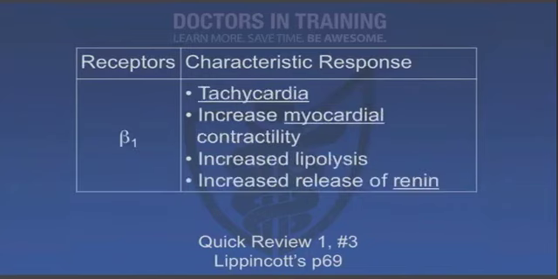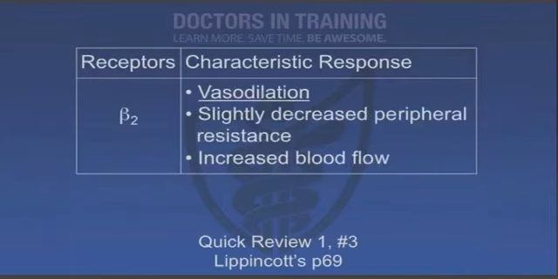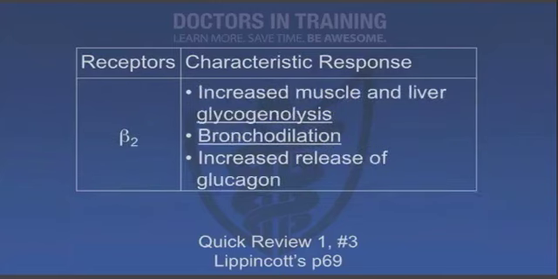Beta 1, where do we find our beta 1s? On the heart. So when you agonize a beta 1, you're going to get tachycardia, increased myocardial contractility, increased lipolysis, increased release of renin. And then beta 2, you're going to get some vasodilation, slightly decreased peripheral resistance, increased blood flow, increased muscle and liver glycogenolysis, and bronchodilation. You're also going to get some increased release of glucagon.